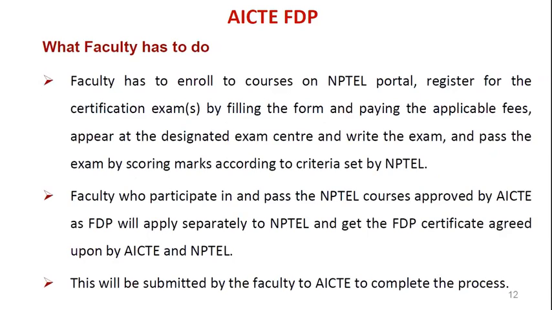Now, what do you have to do as a faculty to get an AICTE FDP? First, enroll in courses on the NPTEL portal, register for the certification exam by filling the form and paying the applicable fees, appear at the designated exam center, and pass the exam by scoring marks according to criteria set by NPTEL. We already covered all these points. Then faculty who participate in and pass the NPTEL courses approved by AICTE as FDP will apply separately to NPTEL and get the FDP certificate agreed upon by AICTE and NPTEL.